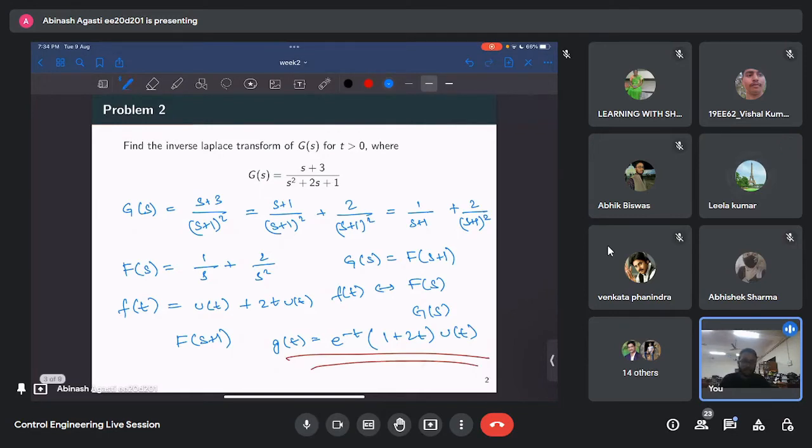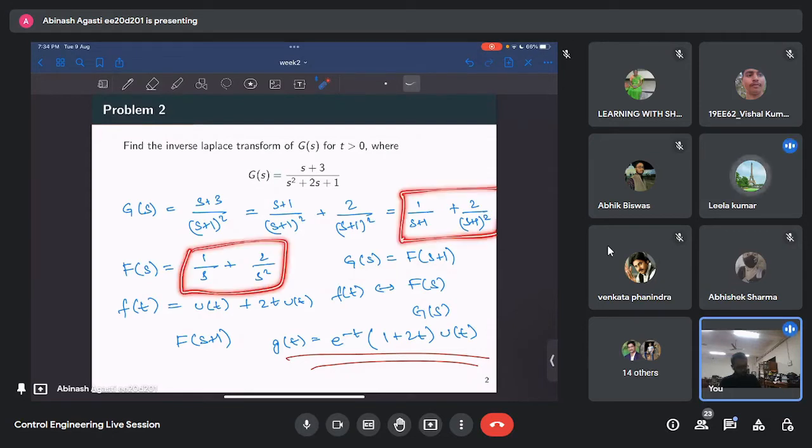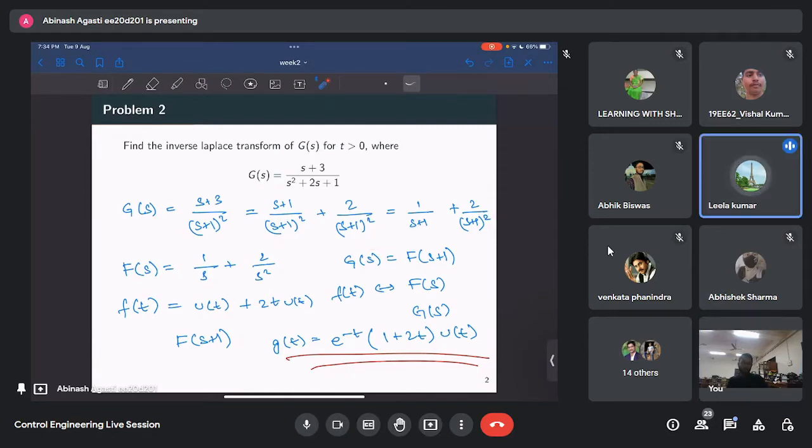Did everyone follow on this? No, I'm not getting the last statement. Which statement? First, you are writing G(s) equal to F(s+1). Is it a formula or how is it? G(s) is F(s+1). We can see it from this: this is G(s) and this is F(s). So F(s+1) is G, right? Yeah, F(s+1) is G. Oh, yeah, correct. Okay, understood.